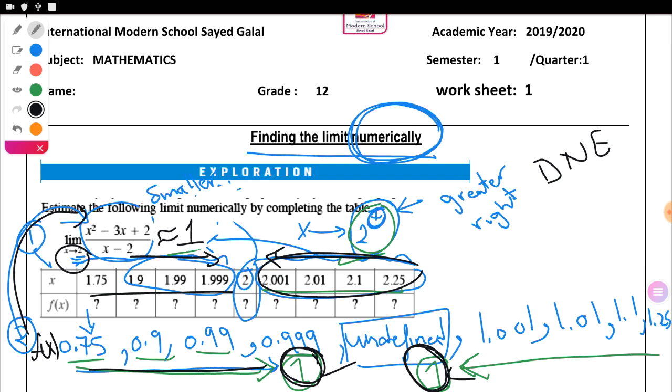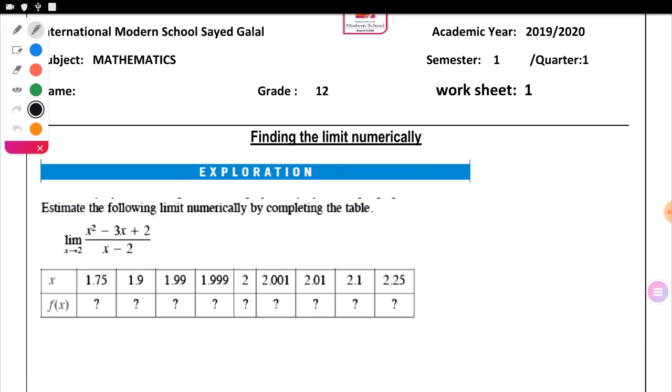Okay, let's solve another one. Clear this one? Sorry.